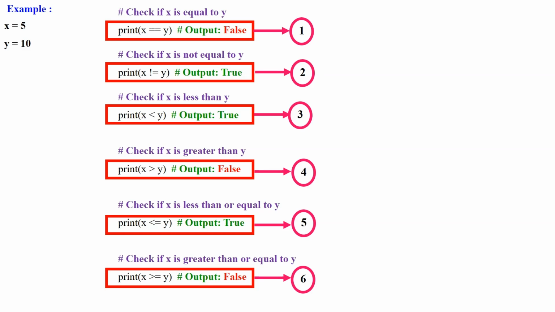In the sixth statement, it compares the values of x and y using the greater than or equal to operator. Since the value of x is 5 and the value of y is 10, the expression x greater than or equal to y evaluates to false. This is because 5 is not greater than or equal to 10. Therefore, when you print the result, the output will be false.